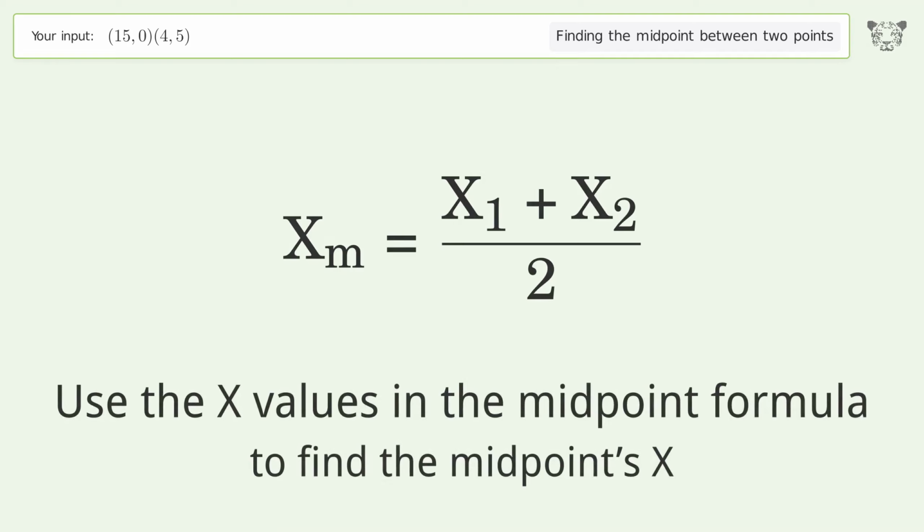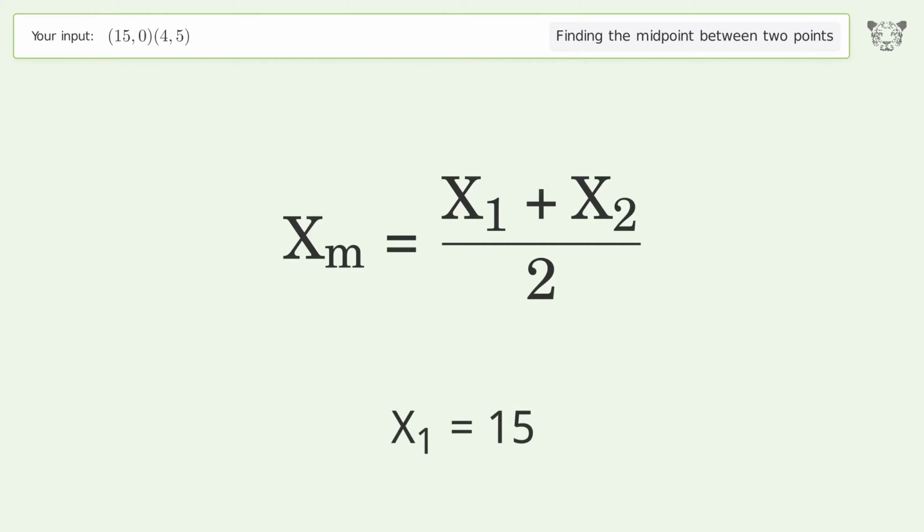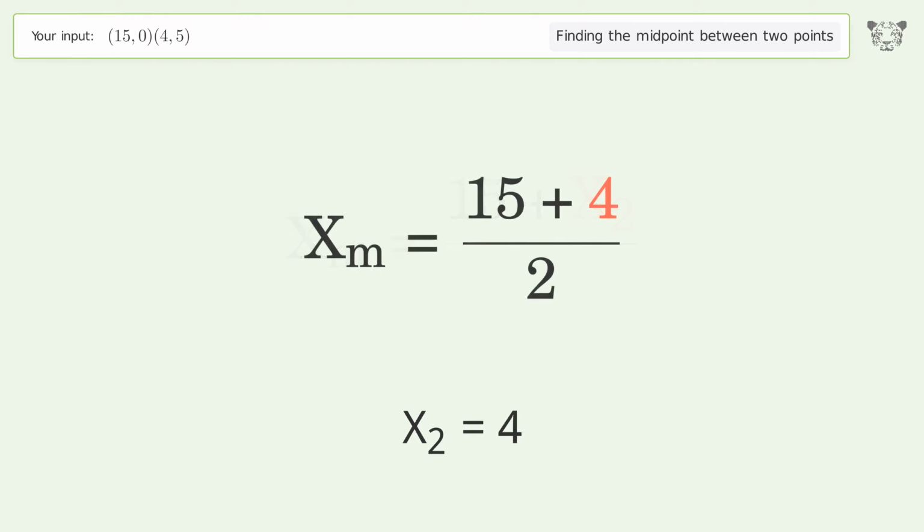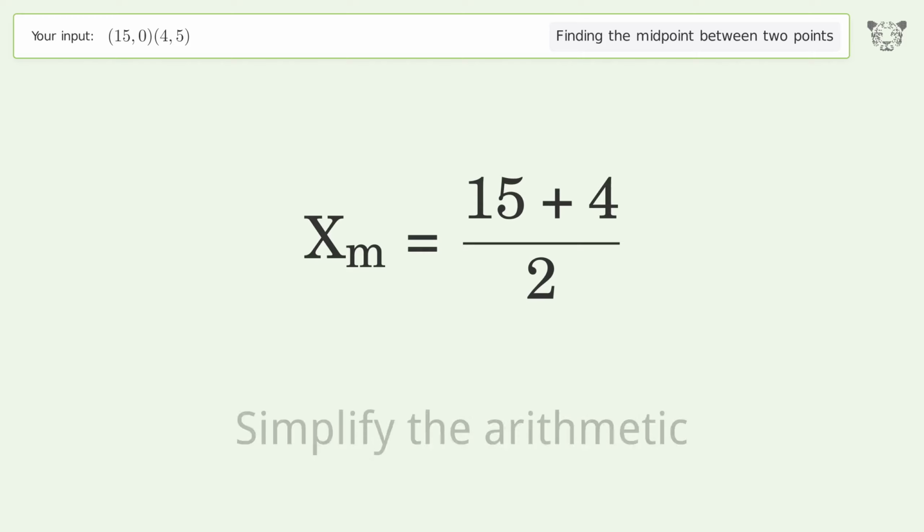Use the x values in the midpoint formula to find the midpoint's x. x1 equals 15. x2 equals 4. Simplify the arithmetic.